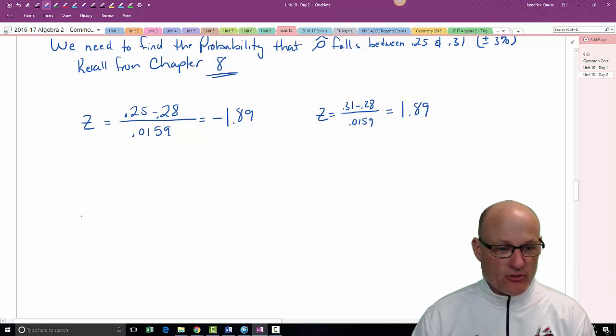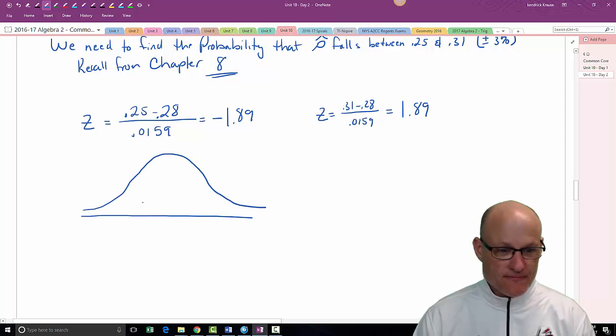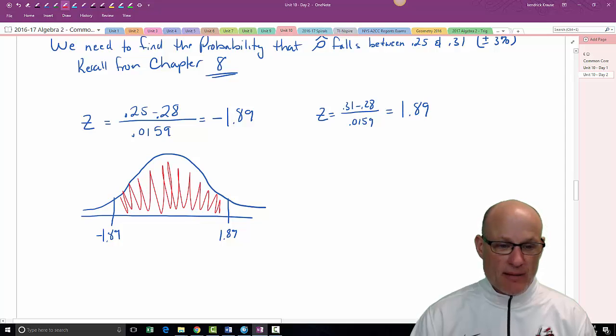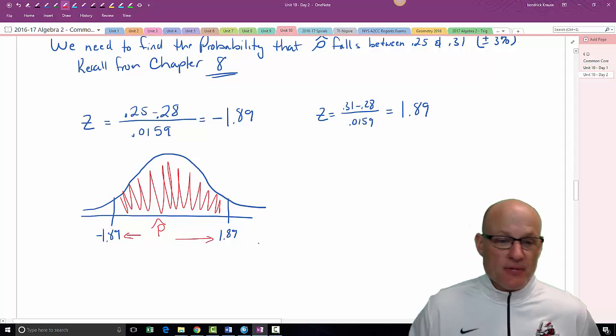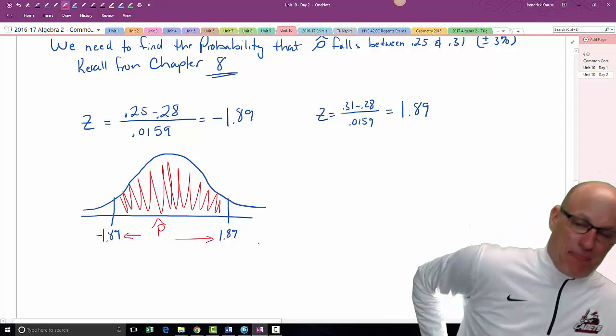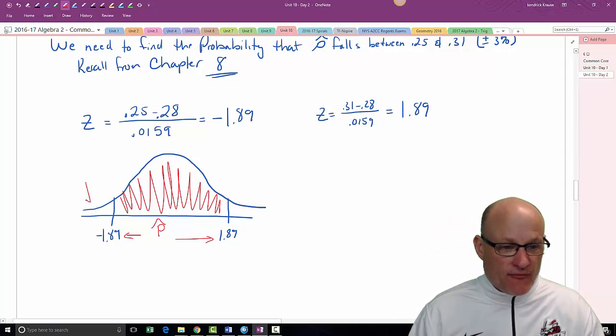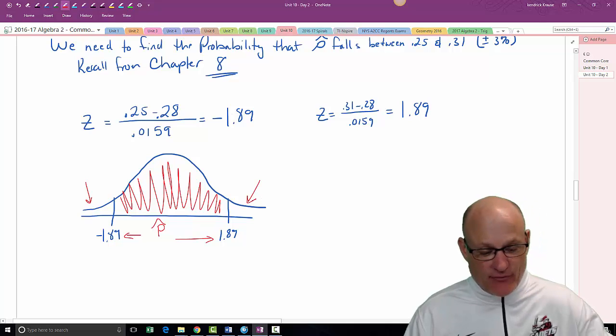So now let's draw our normal distribution curve. Oh yeah, you thought you're going to get away from this. Normal distribution curve. We got our negative 1.89 here. Got our positive 1.89 here. And we want all of this in the middle, because remember, we think our p hat is somewhere between these 2 places. So we got to figure out what that is as a percentage. Remember, looking up z-scores only gives you the information in the tail. So we're going to have to remember to do a little bit of math.